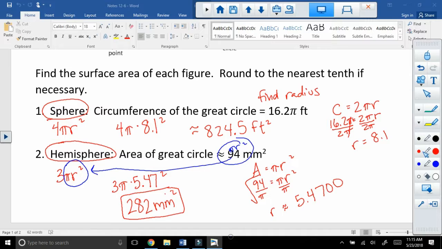Not if you leave all those digits on your calculator. I got exactly 282 because I left all of this on my calculator and then just pushed squared, times pi, times 3. And then you'll get exactly 282.